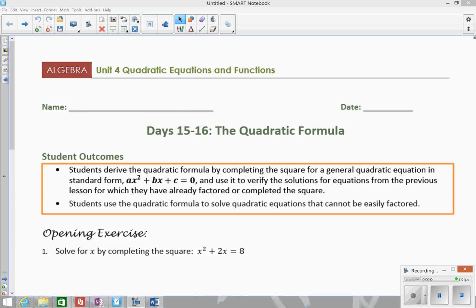Hi guys, so today we're going to look at our notes from yesterday, the days 15 through 16 notes, the quadratic formula. So hopefully you have these out already.